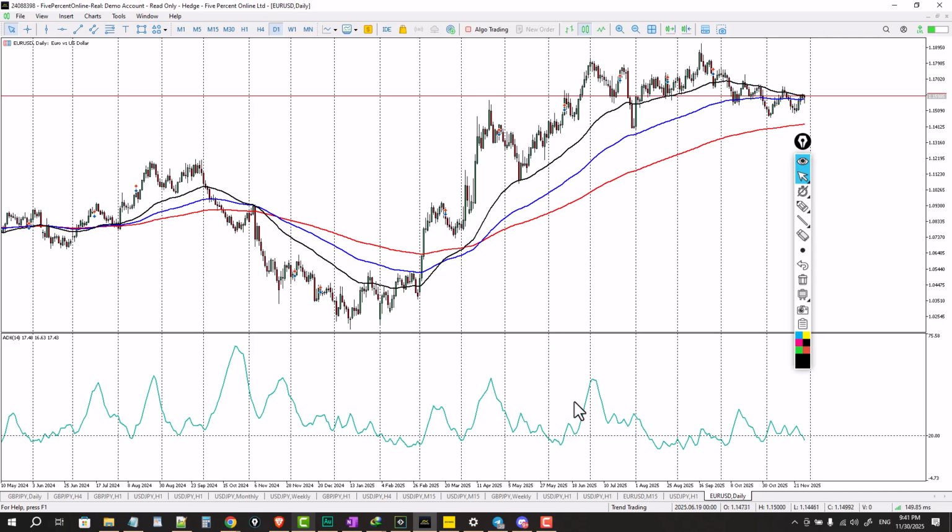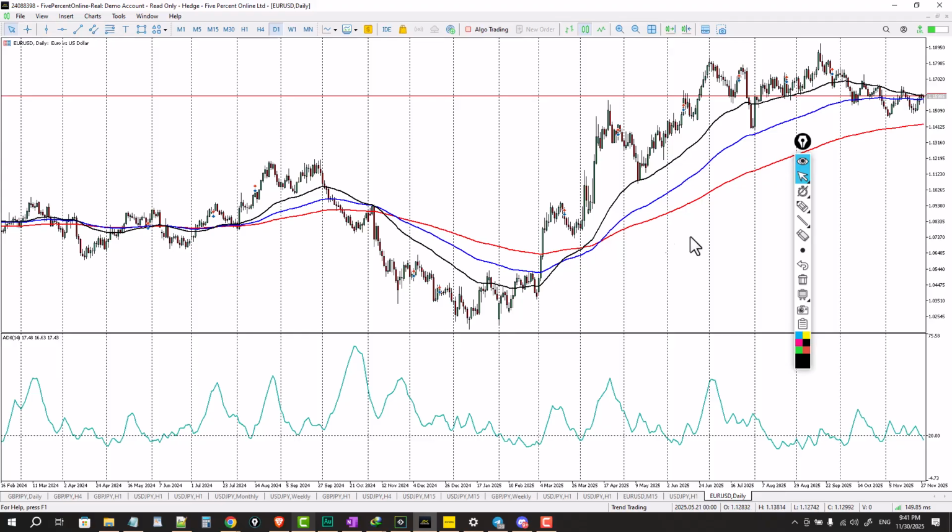So for example, in this case, you can see that price, if we're using the moving average approach, okay, you can see that price is above these 3 moving averages, and the moving averages are in proper order. So the black one is above the blue one, and the blue one is above the red one, and price is above them all. So this is telling us that we're in a bullish trending market.